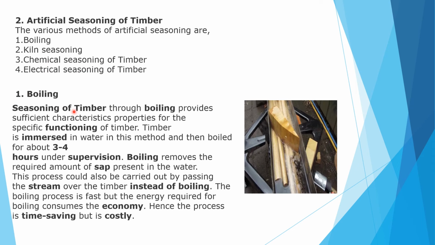What is boiling? Seasoning of timber through boiling provides sufficient characteristic properties for the specific functioning of timber. Timber is immersed in water. In this method, it is boiled for about 3 to 4 hours under supervision. Boiling removes the required amount of sap present in the wood. This is the boiling process.